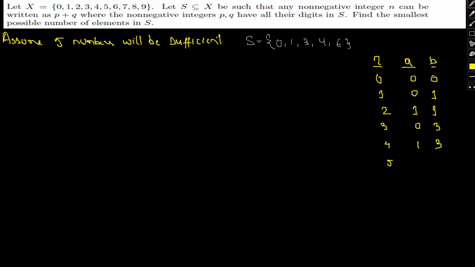For 5 we have 1 and 4. For 6 we have 0 and 6, again elements of S. For 7 we have 6 and 1. For 8 we have 4 and 4. For 9 we have 6 and 3. So our assumption turned out to be correct: 5 numbers are sufficient, and the numbers that we have taken are 0, 1, 3, 4 and 6. So what can we conclude from the same?